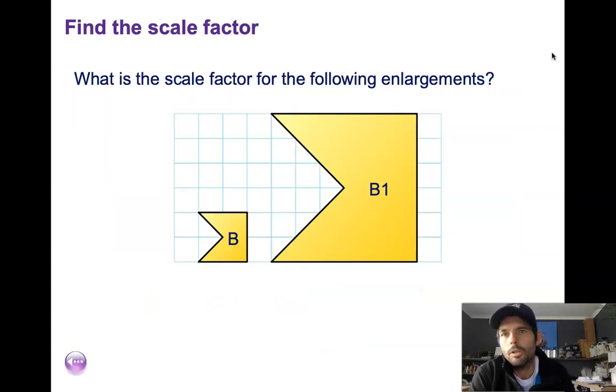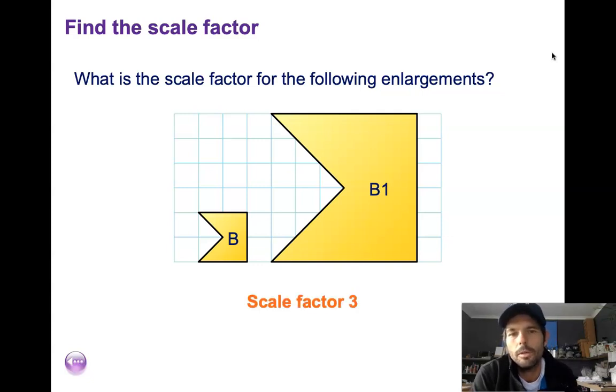So you might be asked to actually find the scale factor. So what is the scale factor for the following enlargement? And again, you can just count the length of a side. So if you have a look at the vertical side on the right, you can see the smaller shape is 2 squares high. And then when you go to B1, you can see that it is now 6 squares high. So to go from 2 to 6, we multiply by 3. So therefore the scale factor is 3.